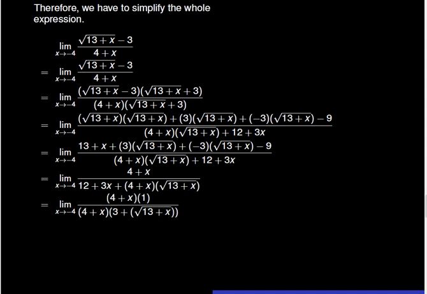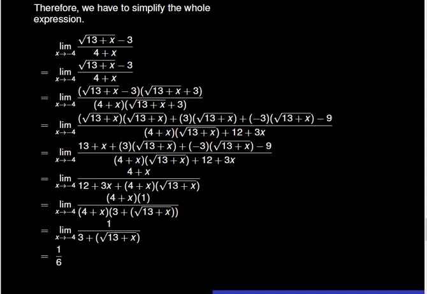We see that we still have to factorize both expressions and simplify the common factor. The common factor on the numerator is 4 plus x and on the denominator is 4 plus x. The simplified expression is 1 over 3 plus square root of 13 plus x times the 1.